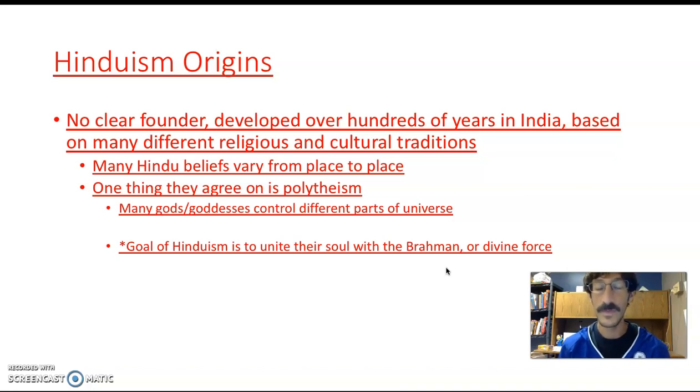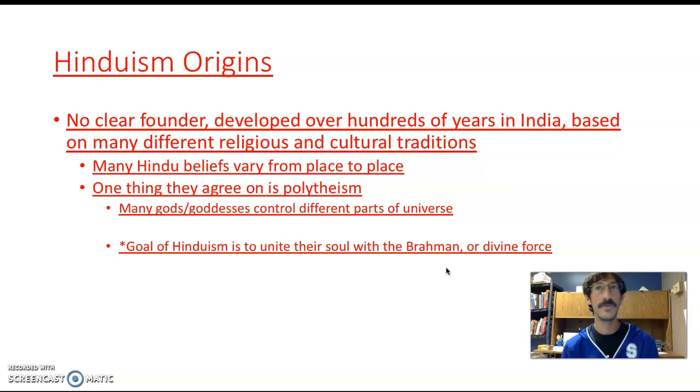Depending on where you live in India might depend on which of those main deities you believe in. In some cases, Hinduism is considered a polytheistic religion. In some cases, it's more monotheistic, based on who you believe in and how you interpret that. For some people, they might just believe in one of those major deities.